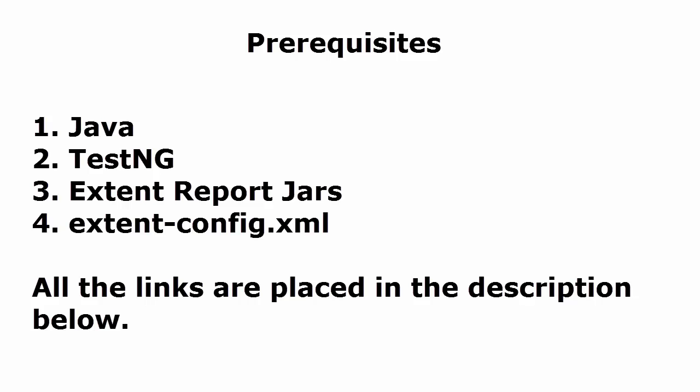Also I have given my blog link where you can find the extent config.xml file. To download the extent report jar files, go to extentreports.com and click on Community Edition and go to version 2 and download Java 2.41.2.